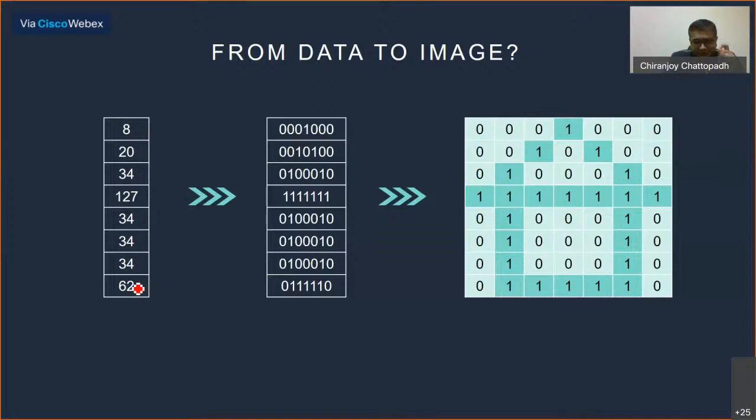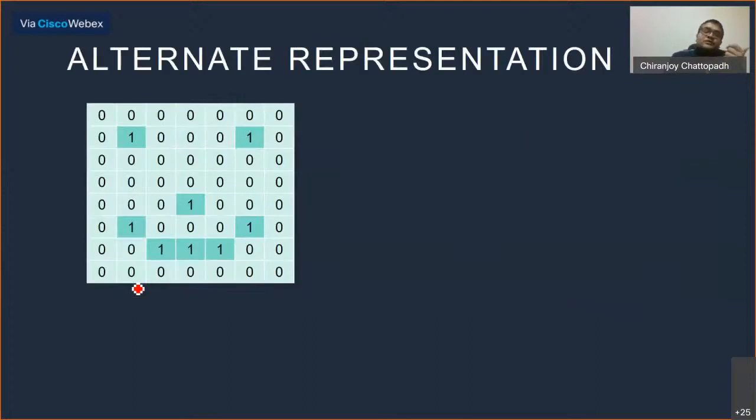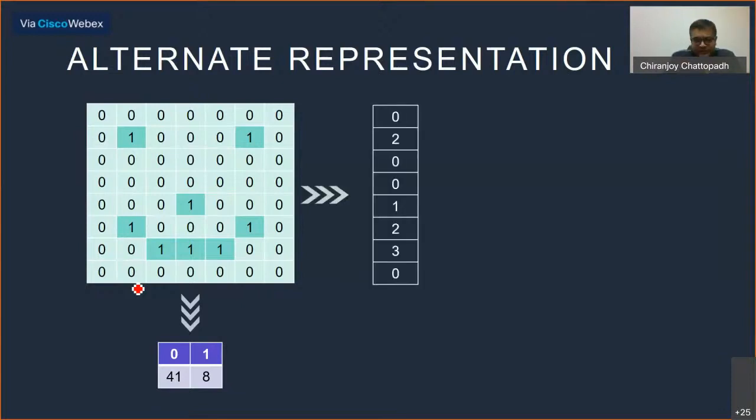Another thing, but there is a catch here. Now this is one way of representing it. Another way of representing it could be: how many zeros and ones are there? As you see, there are 41 zeros and 8 ones in this image. This can be one representation. Or there can be another representation, where row wise I can count how many zeros and how many ones are there.